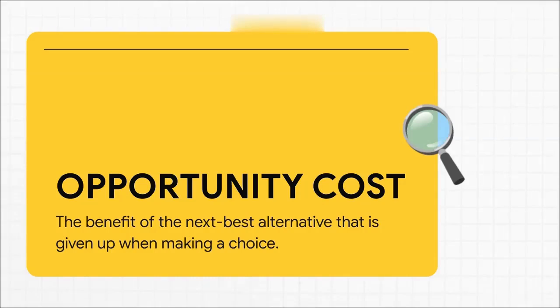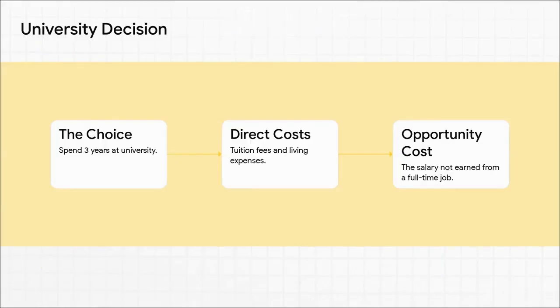That's the real cost. Let's make this real with a big one, deciding to go to university. Okay, so you choose to spend, say, 3 years studying. Now, the obvious costs, the direct costs, are things like tuition fees, your rent, right? But the opportunity cost, well, that's the salary you could have been earning from a full-time job during those 3 years. That's a huge, real cost of your degree that doesn't show up on any bill.